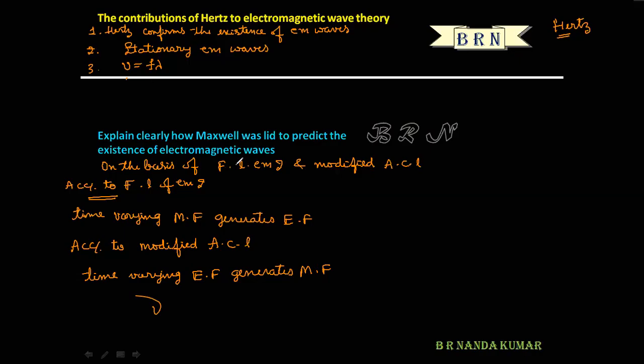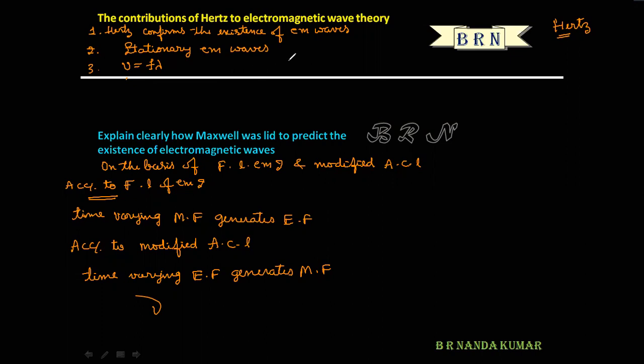Okay, name the scientist who first predicted the existence of electromagnetic waves. Hertz. Hertz is the scientist who first predicted the existence of electromagnetic waves. So what are the contributions of Hertz? Hertz confirmed the existence of electromagnetic waves. He produced stationary electromagnetic waves. Using the formula V is equal to F lambda, he found that the speed of electromagnetic waves is the same as that of the speed of light.